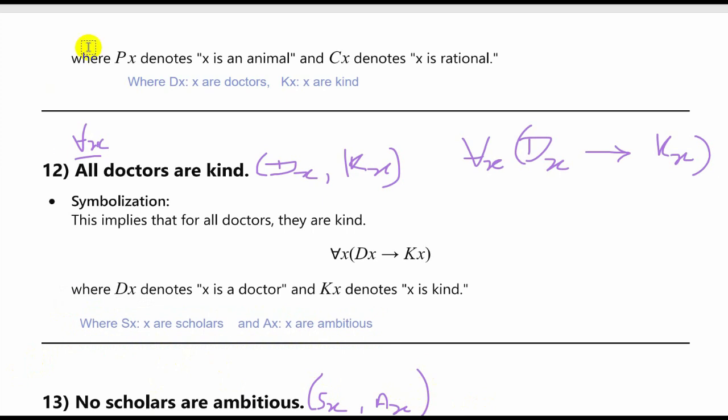Okay, so now let's start the symbolization. So they are saying no. So no means immediately we know it's a very simple question. So we use the universal quantifier, Sx, Ax, keep them separate, both of them. Just determine what symbol to use. So we know with the universal quantifier we have to use the implication. Now let's read. For all x, if x are scholars, then x are ambitious. So it's matching, so then we don't have to change anything.